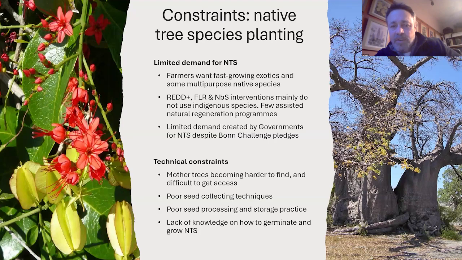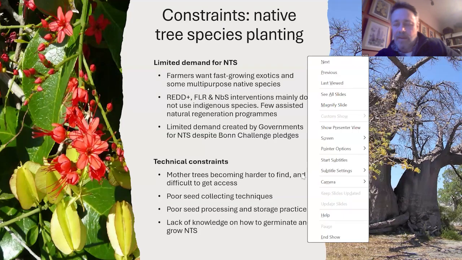Yes, there are technical constraints, mother trees getting hard to find, poor seed collecting and processing techniques, lack of knowledge, and so on. But we can overcome these. The world's botanic gardens and arboretum grow at least 20,000 different tree species. We know how to grow plants, and those are surmountable. The market thing is more difficult.